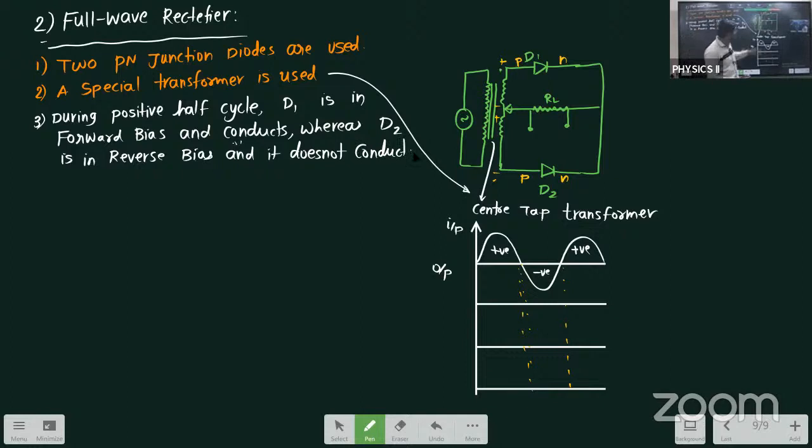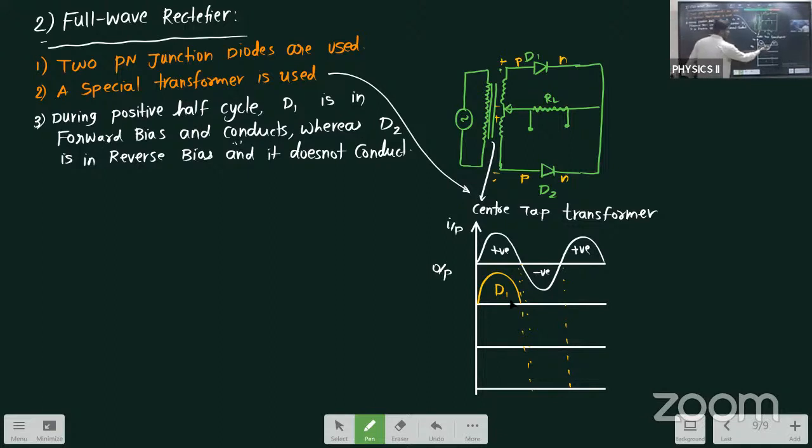During the positive half cycle, what will be happening? Only diode D1 will conduct, whereas diode D2 will not conduct. So how will I be getting the output waveform? I will be getting the output waveform only due to the D1 diode. The D2 diode will not conduct any current because it will behave like a reverse bias.